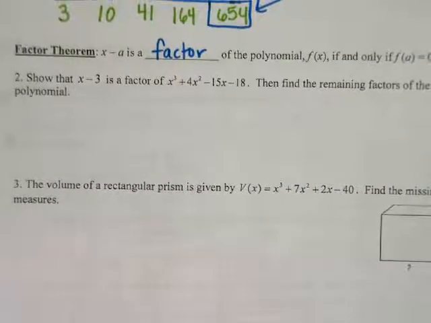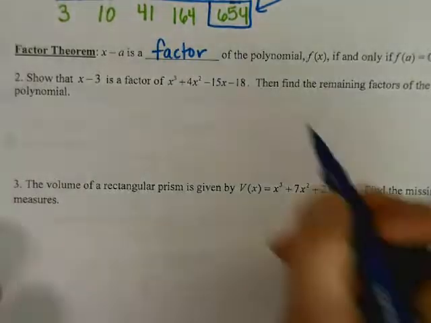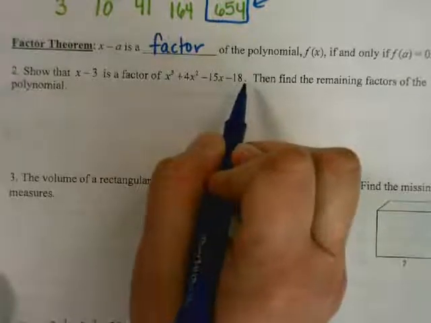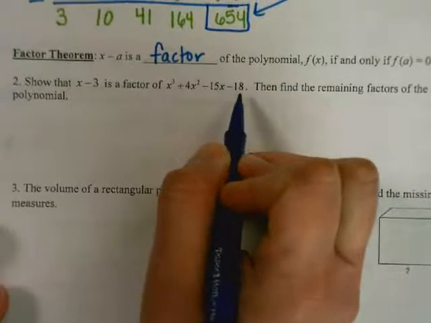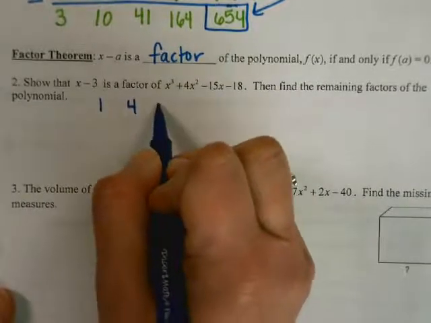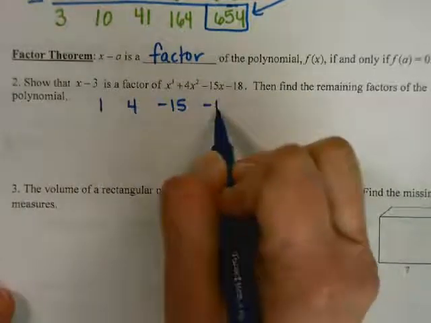Okay, so number 2 there says, show x minus 3 is a factor of x cubed plus 4x squared minus 15x minus 18. Then find the remaining factors of the polynomial. So we're going to start with our synthetic. I got a cube, I got a square, a plain old x, and my constant. Do I need any placeholders? No. Okay. So here I go. 1, 4, negative 15, negative 18.